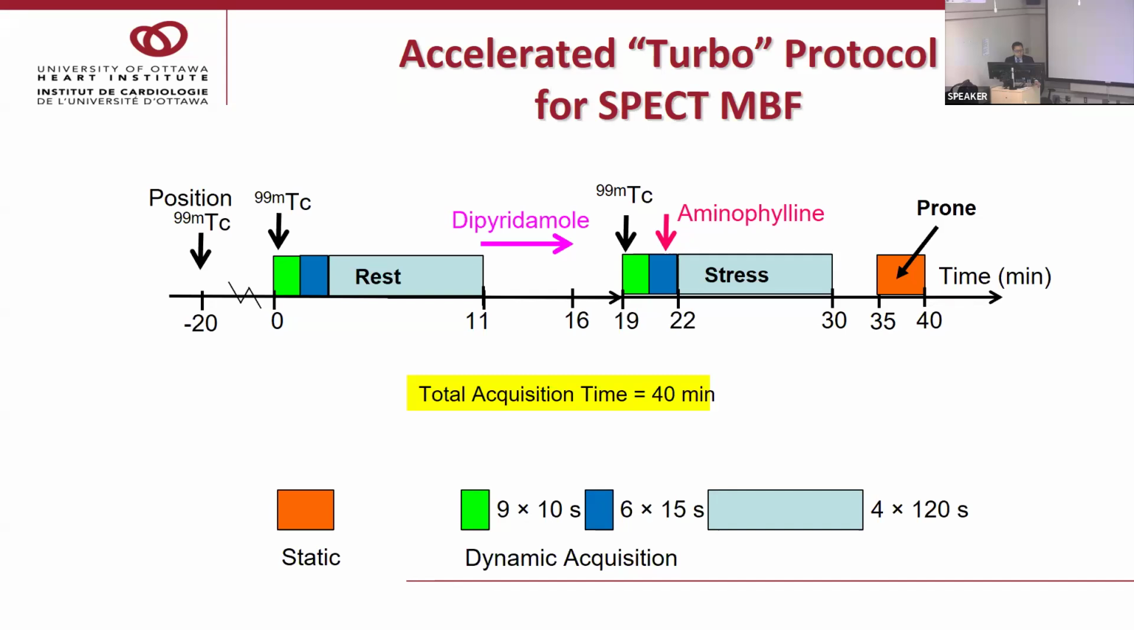In this protocol, static perfusion imaging is reconstructed using dynamic list mode data, so we can eliminate the need for conventional delayed imaging. The same approach can be used for stress imaging. We can therefore reduce the total scan time to about 40 minutes.